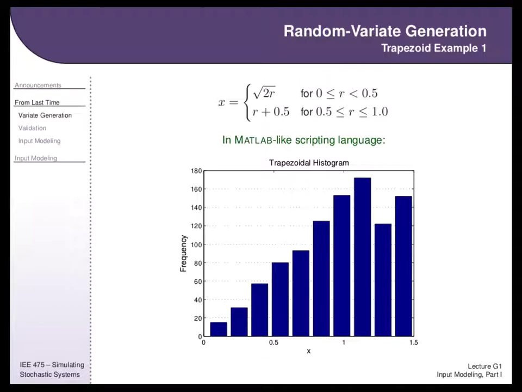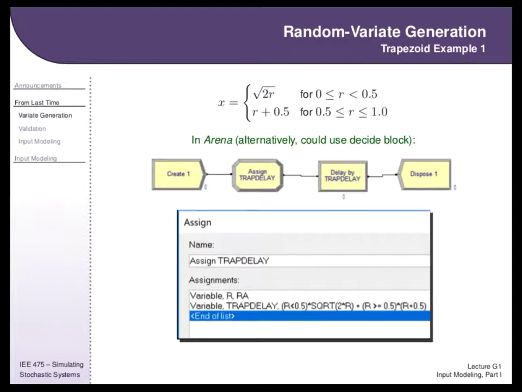So same thing. How do I do it in Arena? Well, there's a bunch of different ways to do it in Arena. This is a little bit of a contrived example, but you can imagine having entities coming in and getting created. Maybe each entity is then assigned what I'm calling a trapezoidal delay, and then they're delayed by that trapezoidal delay and then disposed of.